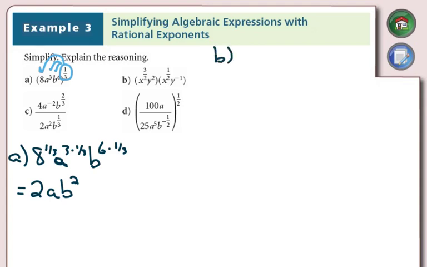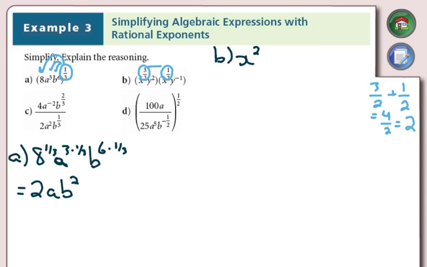For b, we don't have any multiplying of exponents to do, but we do have adding of exponents. The 3/2 on x with the 1/2 on x. Do that off to the side. 3/2 plus 1/2, 4/2, which would simplify to 2. So with b, we get x squared.